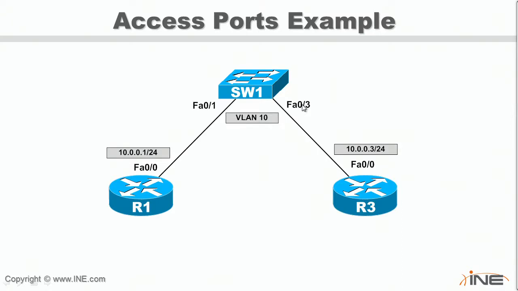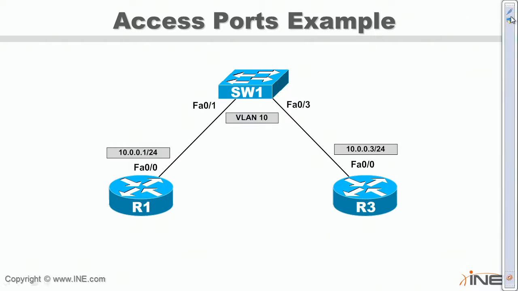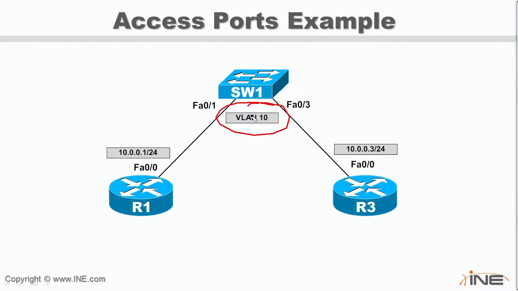So next, let's look at a basic example of this, where I want to get traffic to move between router 1 and router 3, which means that from the switch's point of view, they have to be in the same VLAN in order for the layer 2 MAC addresses to be exchanged directly between them.